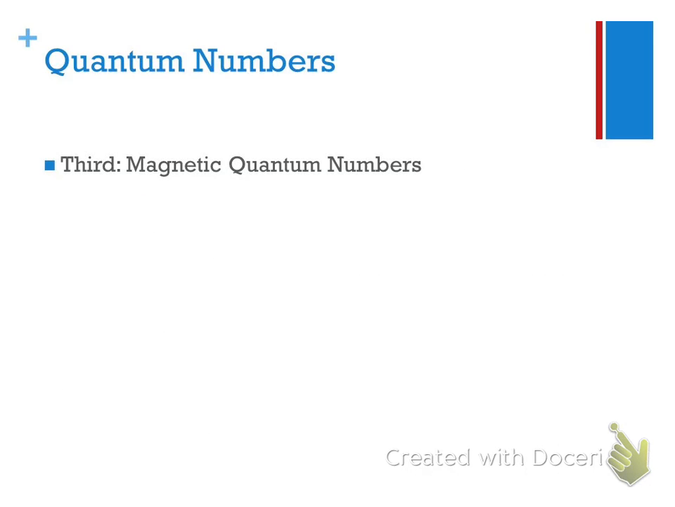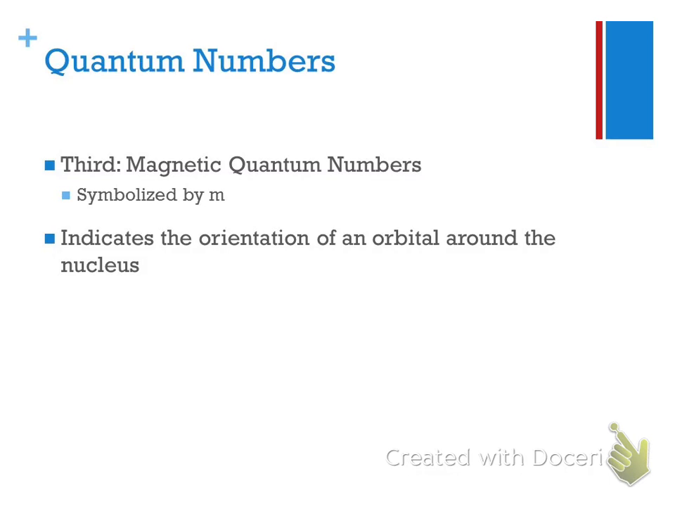Okay, so our third is called our magnetic quantum number, and it's symbolized by a lowercase m. So when we talk about orientation around the nucleus, we're talking about: is it sitting on the x-axis, the y-axis, or the z-axis? Where is it located around the nucleus? That's what this magnetic quantum number tells us.